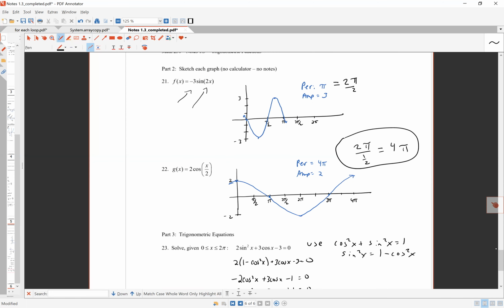And so that means you're stretching out the graph of cosine. Instead of the period repeating every 2 pi units, it repeats every 4 pi units, and the height now is 2 instead of 1 because we're multiplying it by 2. And so this is kind of this part 3.